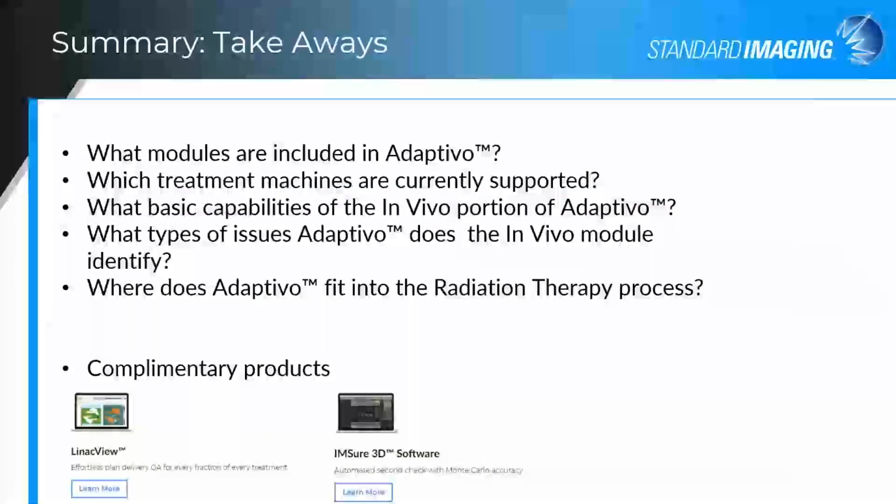So with that, I want to give you a couple of takeaways. We covered the modules in Adaptivo. We have pretreatment QA, the INVIVO, which we talked about today, as well as the adaptive module. The treatment machines that are currently supported are those Varian C-arm Linacs, your TrueBeams, IXs, etc. What are the basic capabilities of the INVIVO portion of Adaptivo?